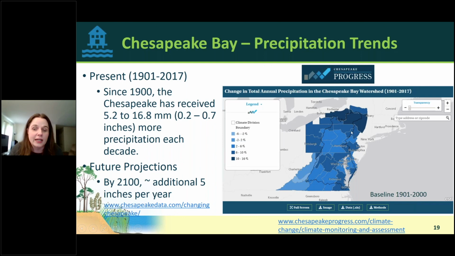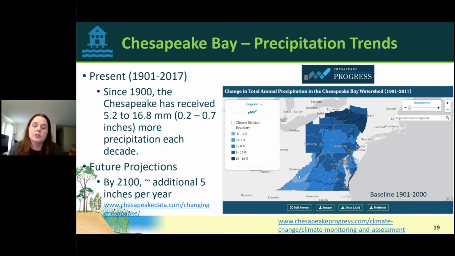The baseline that we're looking at here is from 1901 to 2000. When we look at trends in climate change, we always pick a baseline and then look at anomalies above certain events that we would typically have seen, and how much more frequently those will occur. With precipitation, there are different areas experiencing, in this case, much more rain and an increase in total precipitation. But there are also areas in Chesapeake Bay that are experiencing less.